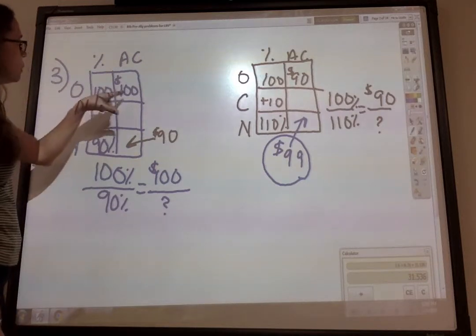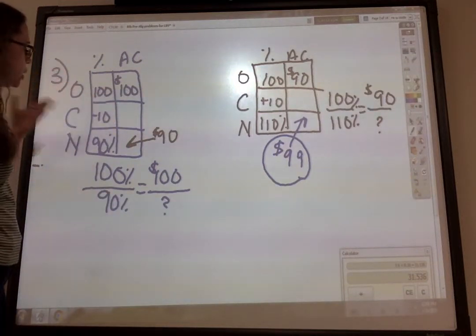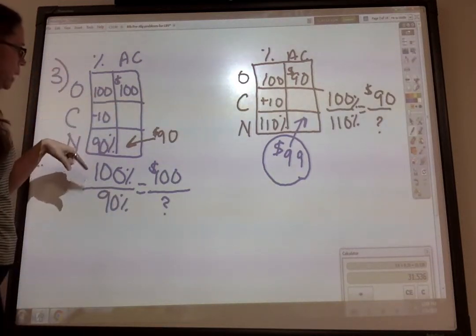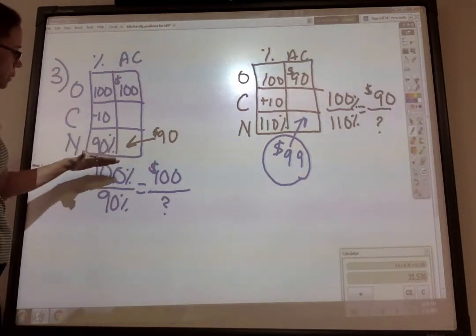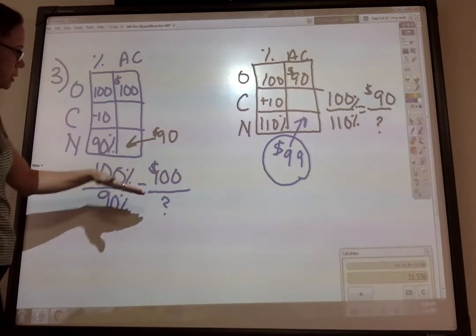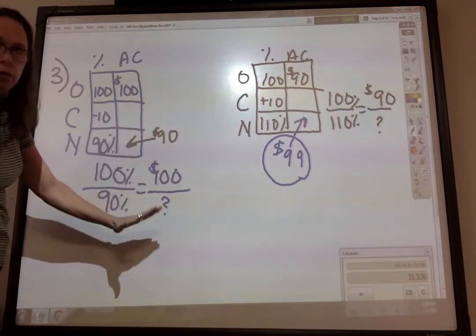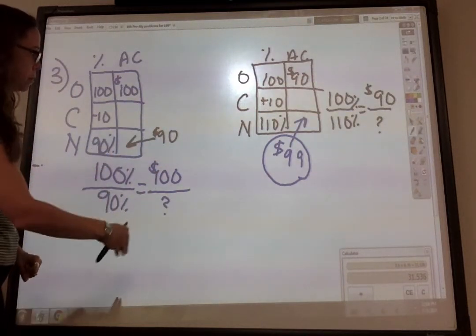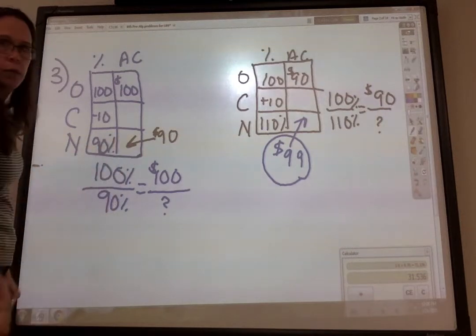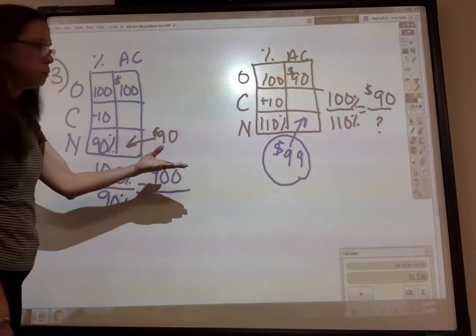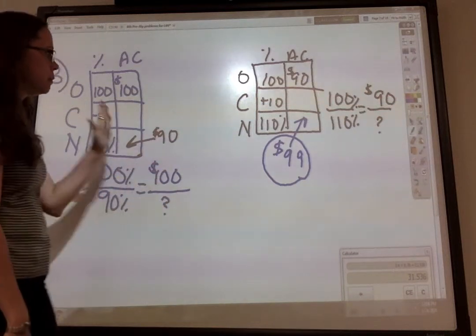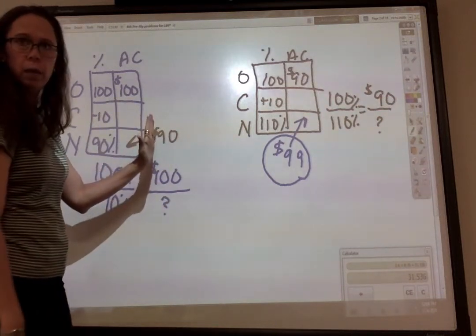If I start out with $100, I have my original, change, new. My new percent is 90. So I compared 100% is to 90% as $100 is to my new value. I do my cross multiplying. So the value of the stock after a 10% drop would be $90. Okay? So now this is my new amount of money.